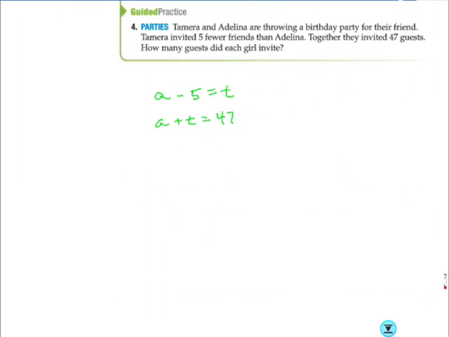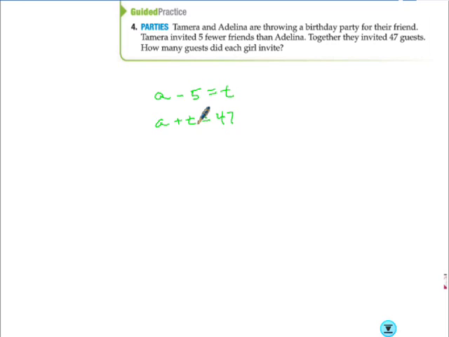So here's the equations I got. I got Adelina minus 5 equals Tamara. Okay, so Adelina minus 5 because Tamara had invited 5 fewer guests. So we take Adelina's amount, we subtract 5, we got Tamara's. Then I got A plus T equals 47.